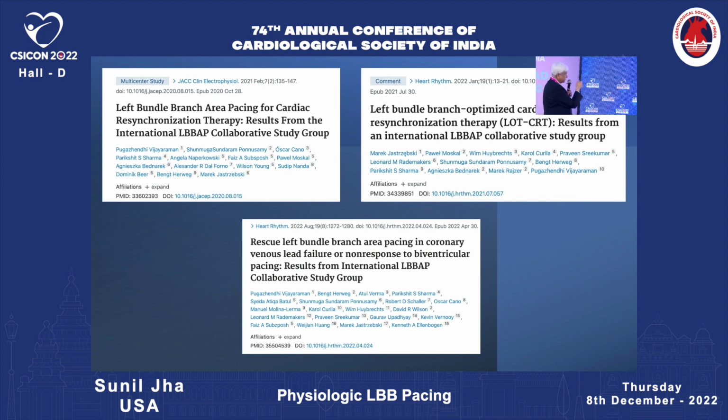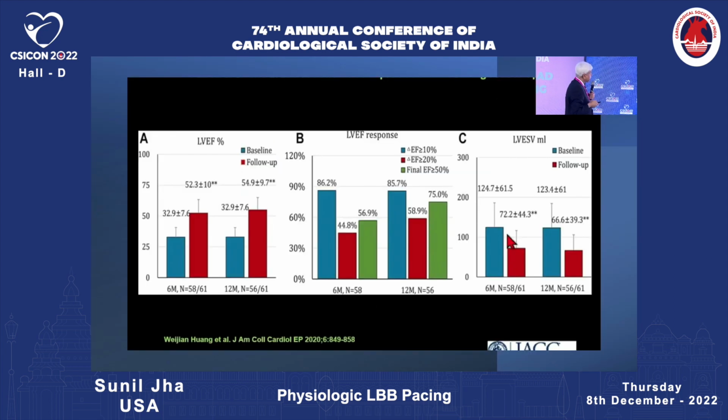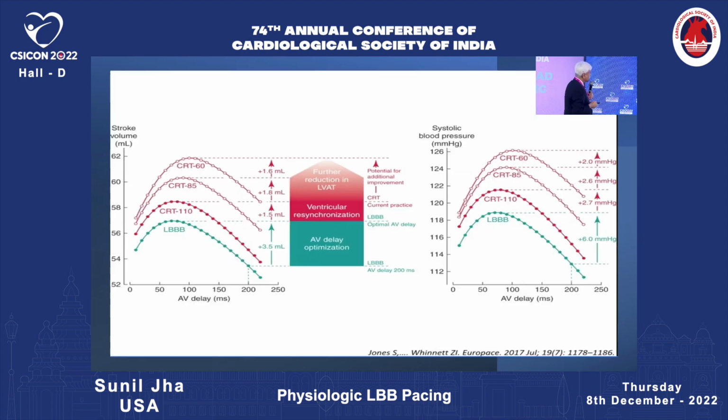There are different presentations and different studies. They have shown left bundle branch area pacing for cardiac resynchronization therapy, such as results from the international left bundle branch area pacing collaborative study. The second one, the third one, but basically all of them showed that the QRS duration has come down very clearly. New York Heart Association class improves, the left ventricular ejection fraction improves, and the left ventricular end diastolic volume goes down. So this is basically the same thing.